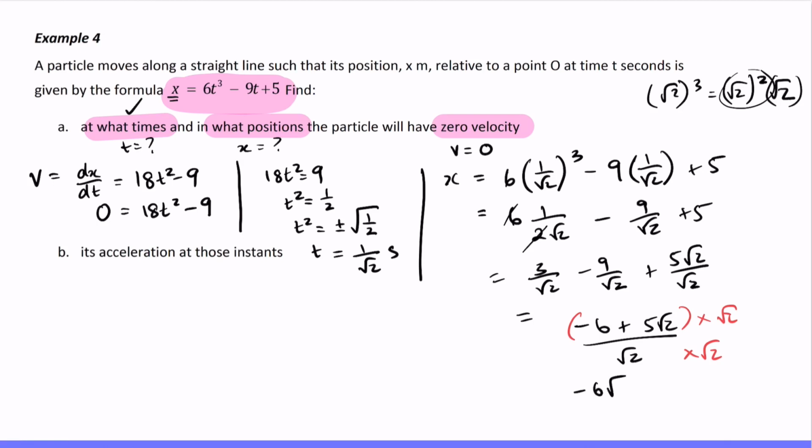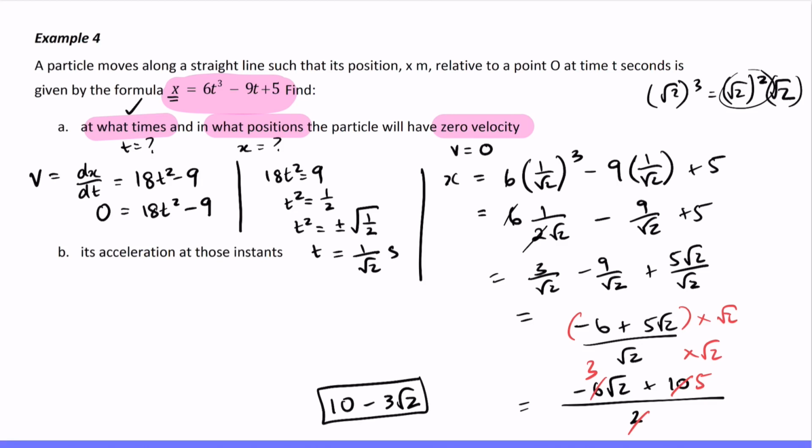So I'll end up with negative 6 root 2 plus root 2 times root 2 is just 2. So that'll be 5 times 2, which is 10. And then that can simplify with 3 and 5. So that is going to be negative 3 root 2. And because we like to write the negative on the inside, I'll write the 10 here. All right. So that will be the position when the velocity is 0. So a little bit messy, but that is how you would complete that question.